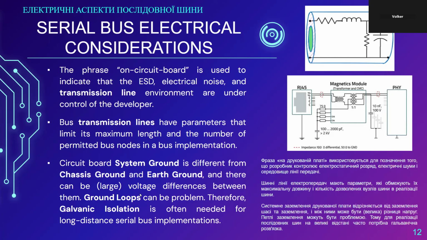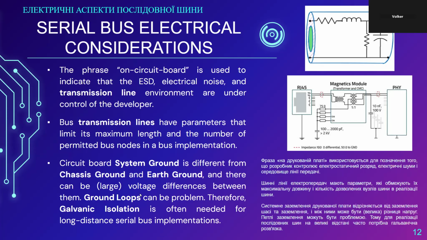Okay, next item. Circuit board system ground is different from chassis ground and earth ground, and there can be large voltage differences between them. Ground loops can be a problem. Therefore, galvanic isolation is often needed for long-distance serial bus implementations. System ground is generally the ground that you have on your circuit board. I was simplifying it by saying it is basically a ground plane that is connected to the negative terminal of a battery.